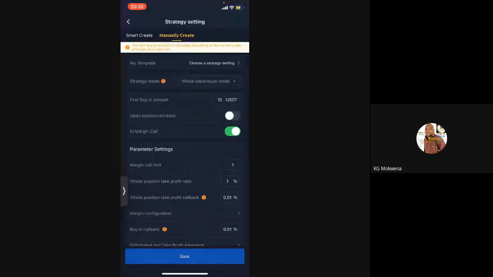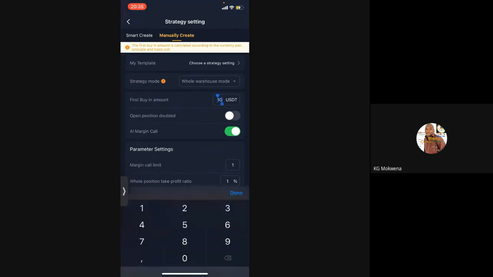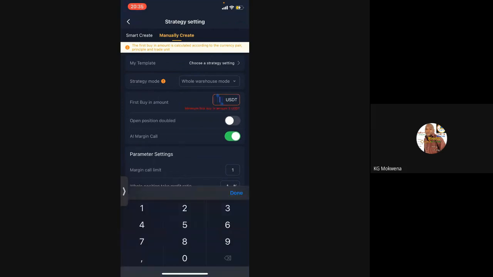And I can see already there is a trade with $12 there. But okay, let's go with $10 first buying amount. Let's please place $12 for now. Let's work with $12, the first buying amount.